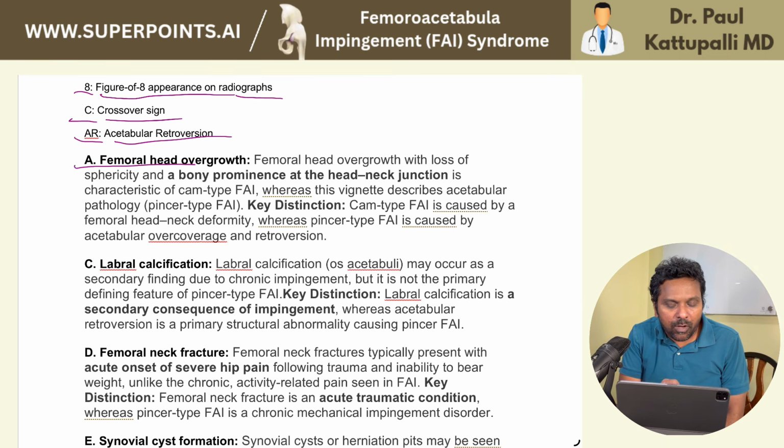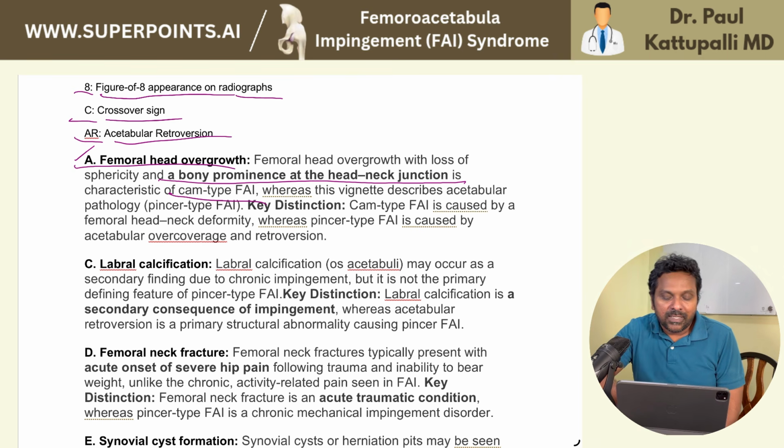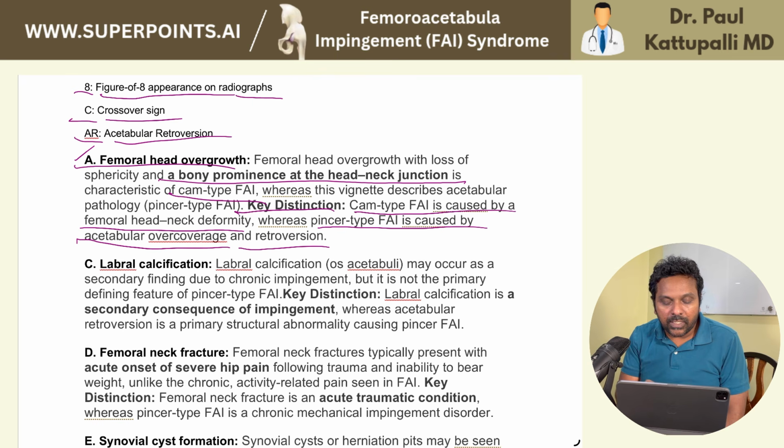Femoral head overgrowth. All right, why not femoral head overgrowth? Well, with femoral head overgrowth, we see a bony prominence at the femoral head-neck junction that is characteristic of CAM type FAI. All right, we already talked about that. So the key distinction is CAM type FAI is caused by a femoral head-neck deformity, whereas pincer type FAI is caused by acetabular overcoverage and retroversion.